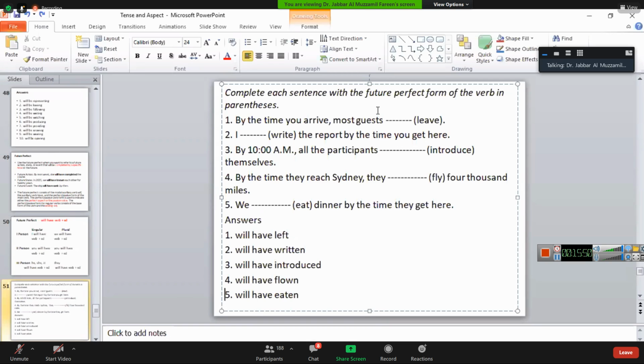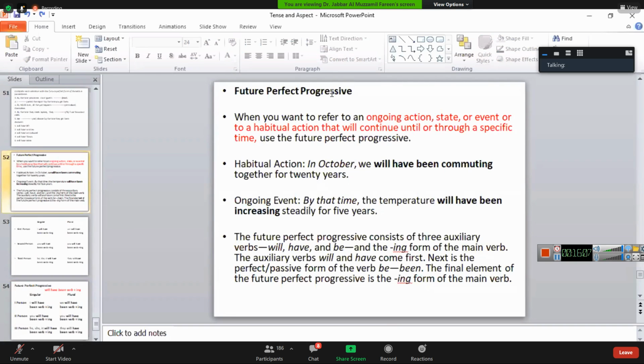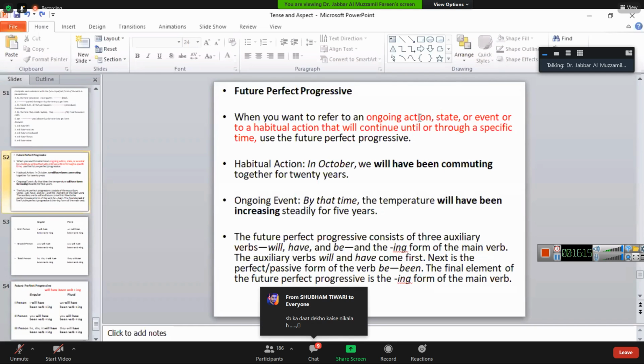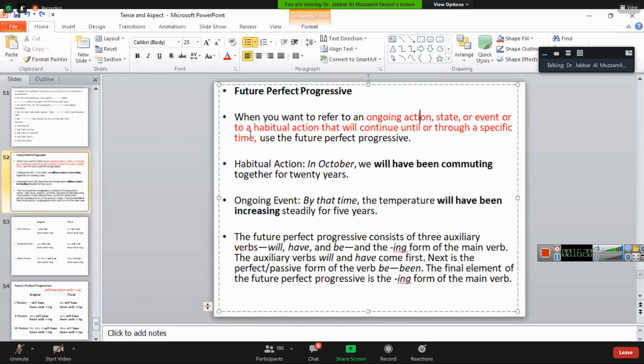So hope you are clear with this. These perfect forms are the ones which you will be having some problem with. Okay. Now, future perfect progressive. So whenever progressive comes, it refers to an ongoing action. So when you refer to any ongoing action or state or event, or a habitual action, that will continue until or through a specific time, it will have its course. Okay.